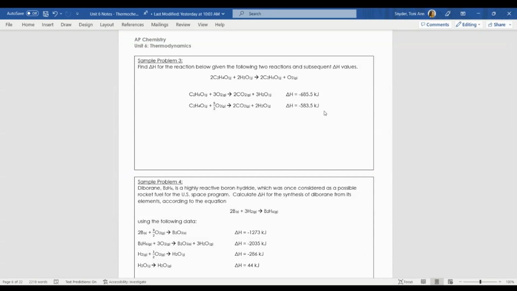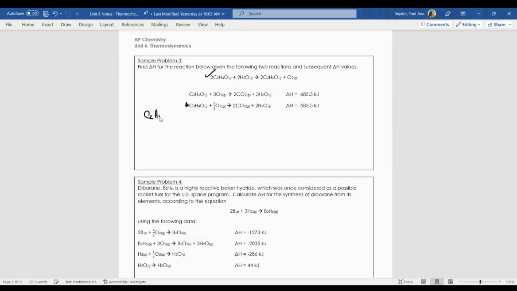Simple problem 2 says, find the delta H for the reaction below, given the following two reactions and subsequent delta H's. So here's my reaction that I want. I'm going to use these two reactions in order to get this net reaction here. So I like to identify reactants and products first. So C2H4O. Looks like I'm going to have to start off with this one right here.